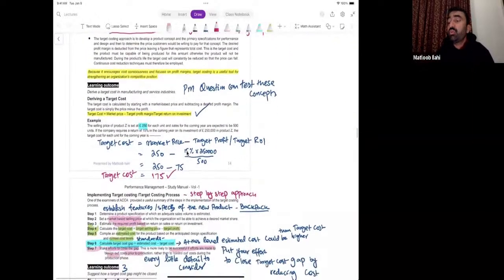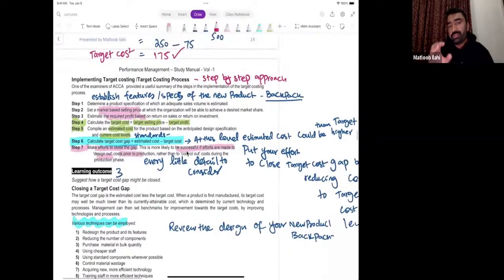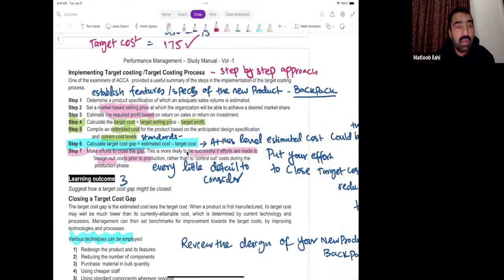Now you need to know about the target costing process because this is part of the performance management syllabus and exam questions might test you. So in the target costing process, first of all, step 1 involves determining which type of product to make and what should be the features of the product. Like what should be the specification of the product, and what should be the other value additions of the product. So in step number 1, we identify the idea for the product.